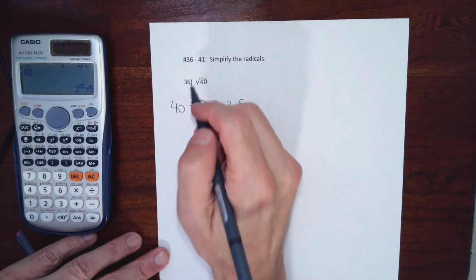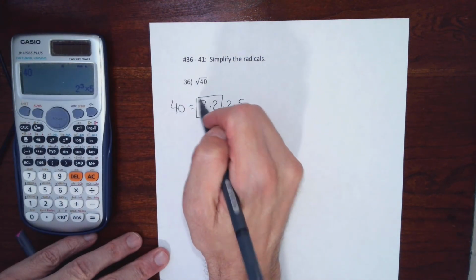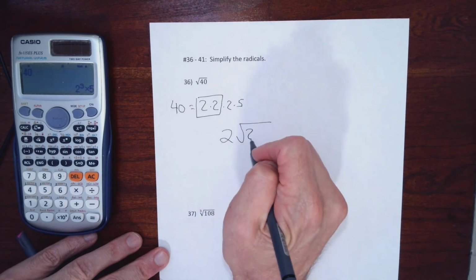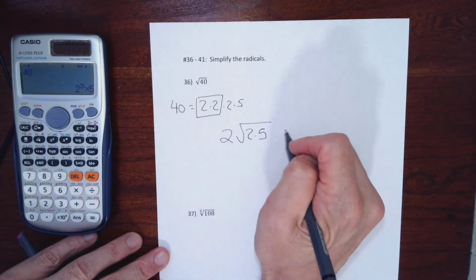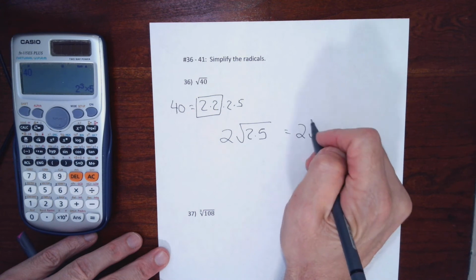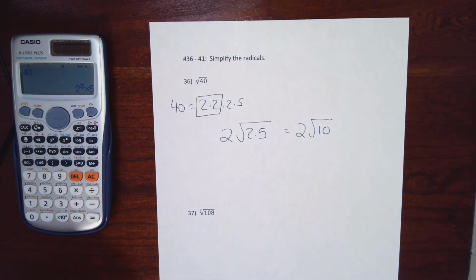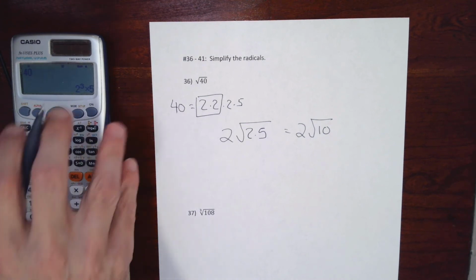The index is 2. Anytime I get a 2 of a kind, I get one of those in front of the radical. And anything that's not part of a 2 of a kind gets put under the radical and gets multiplied back. The answer to 36 is going to be 2 square root of 10.